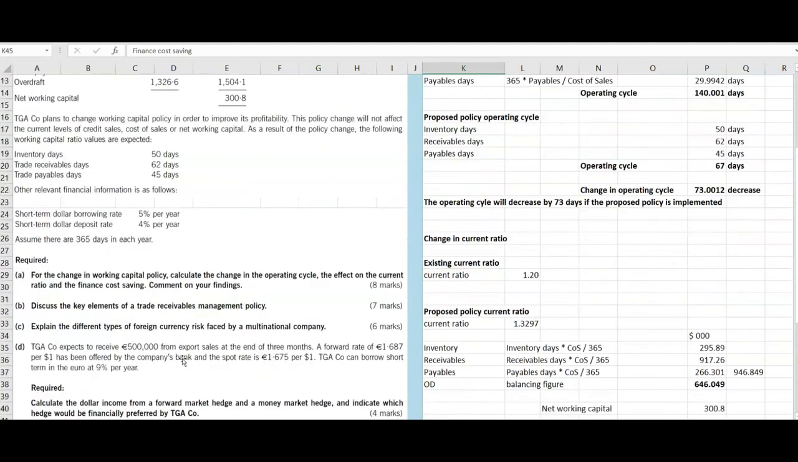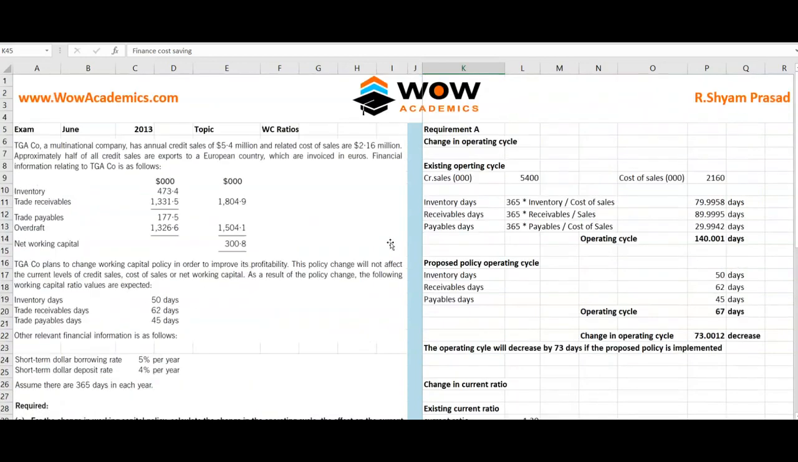Finished it. The other two requirements are like a theory question, and the last one is a hedging question. So that we are not going to do now. So this is about the working capital. So you hope you have understood this. We'll move on to the next sum.